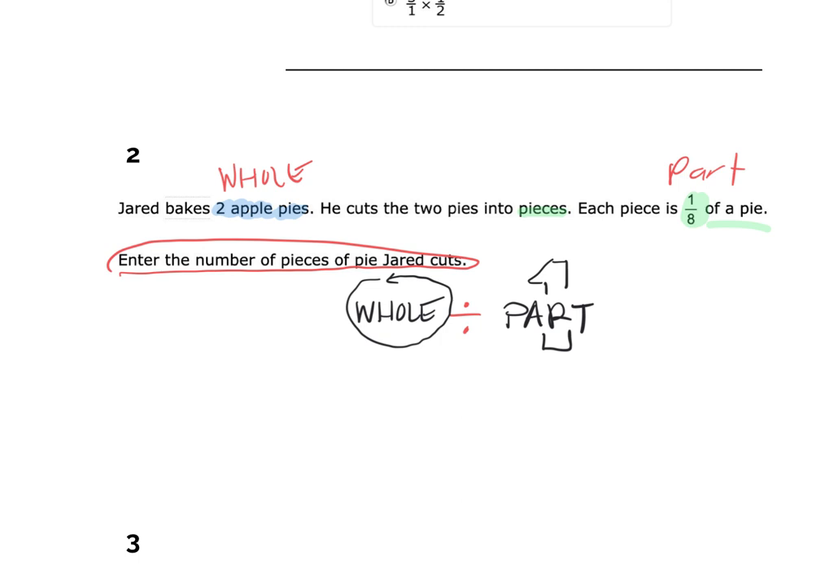So we're going to set it up. Our whole is 2 divided by our part, which is 1/8. And 9 times out of 10, it's always going to be the bigger number divided by the smaller. So I'm going to put a 1 underneath to make it a fraction.